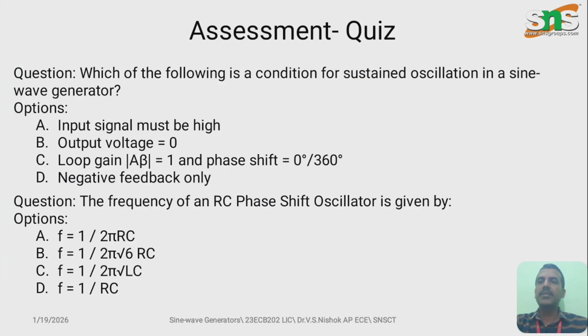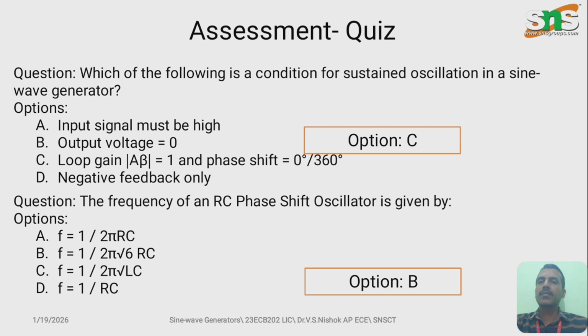So this is the time for assessment. It starts with: which of the following is a condition for sustained oscillation in the sine wave generator? The answer 3 is the correct answer. Loop gain modulus of A beta should be equal to 1, and phase shift should be either 0 or 360 degree. And the second question, the frequency of an RC phase shift oscillator is given by: option B is the right answer.